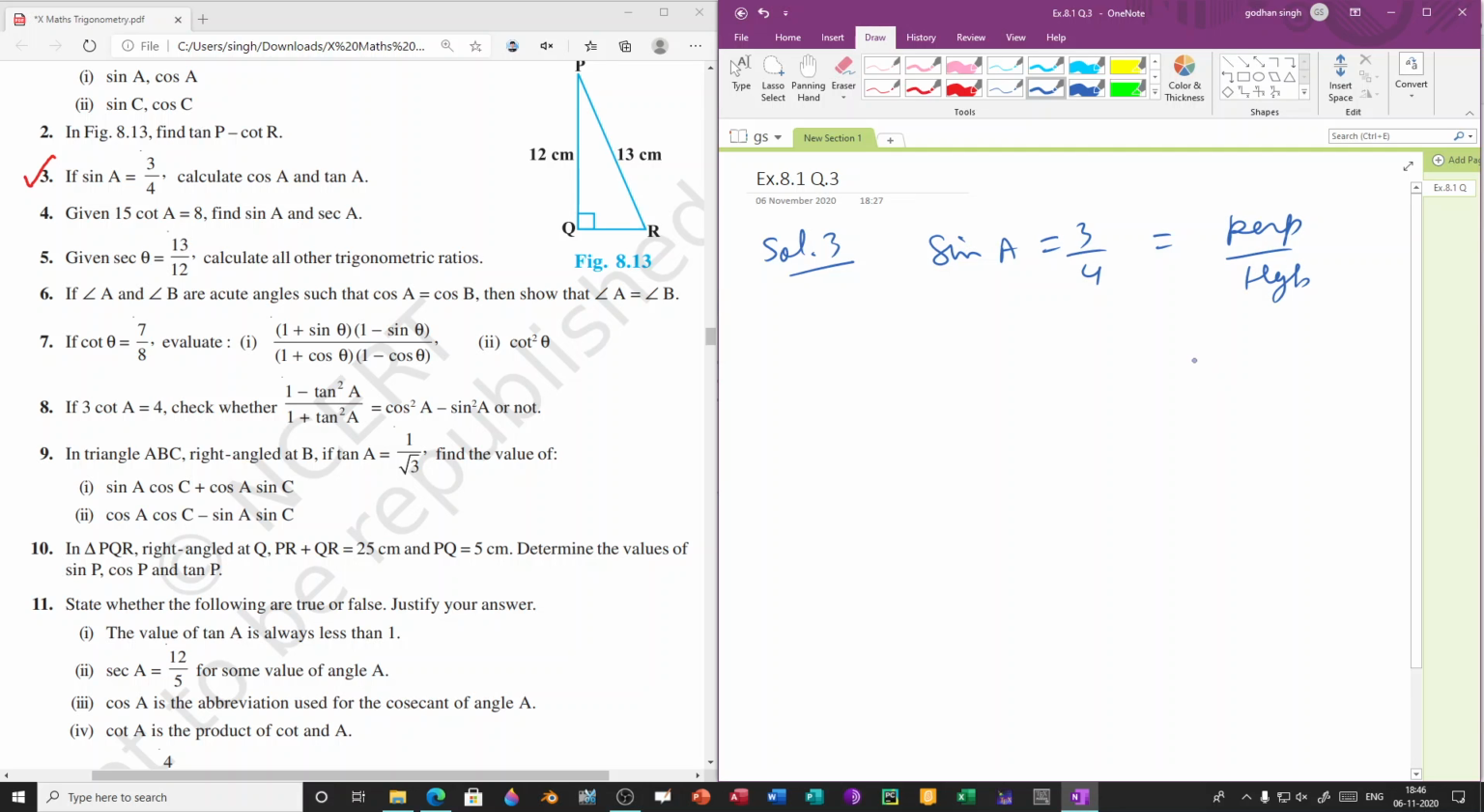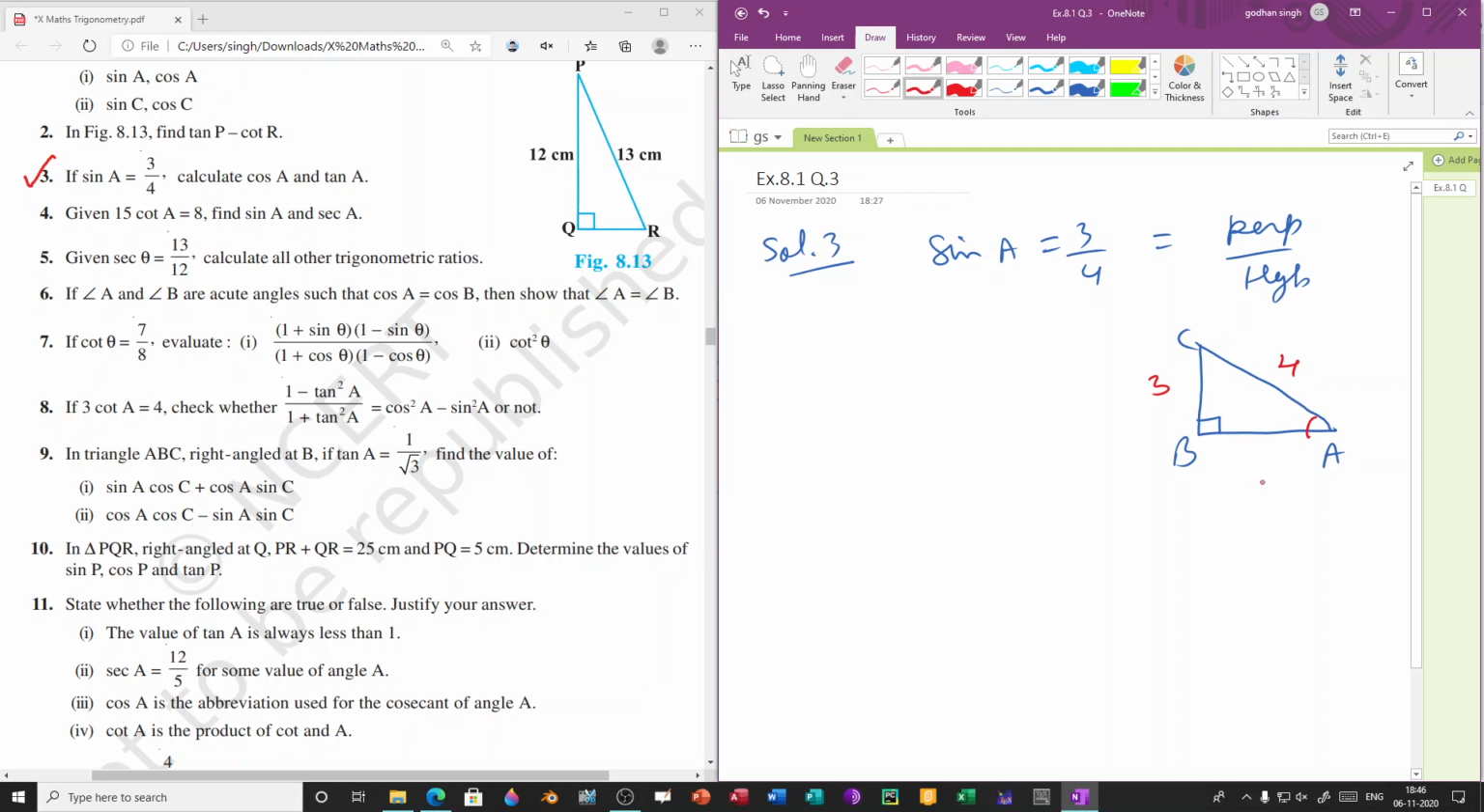So now we'll draw a triangle, and let this be A, this be B, and this be C. And what it says perpendicular is, so let us consider angle A. We are concerned with angle A, so opposite to angle A will be perpendicular. So this is perpendicular, it will be 3, and the hypotenuse is 4. So this is 4, and we have to find in this case BA, that we can find with the help of Pythagoras theorem. But is this figure correct?